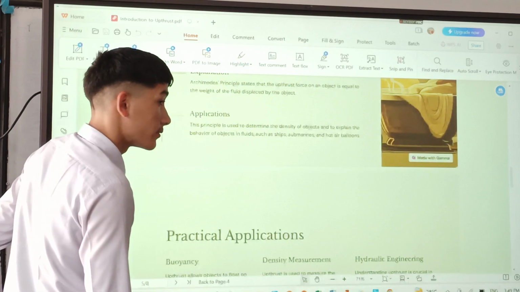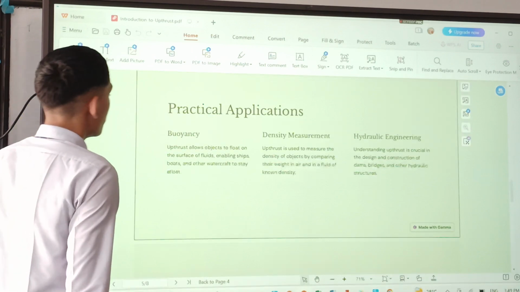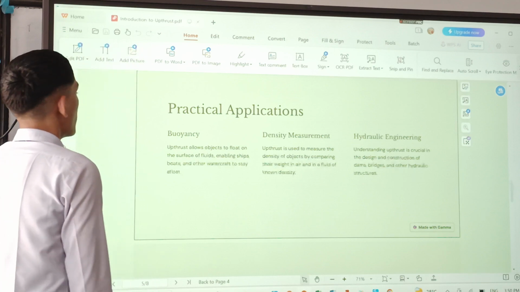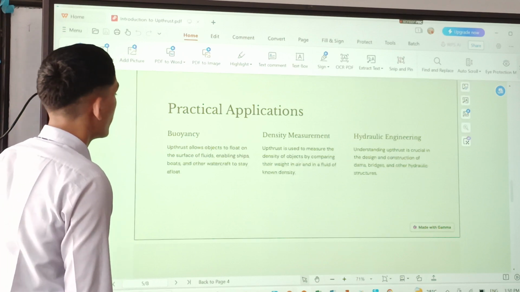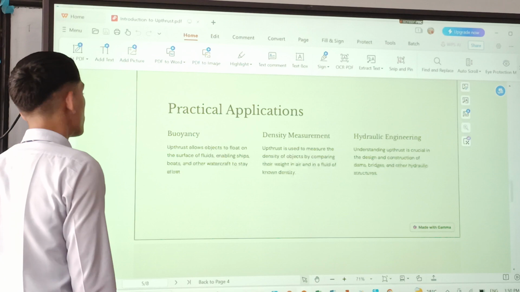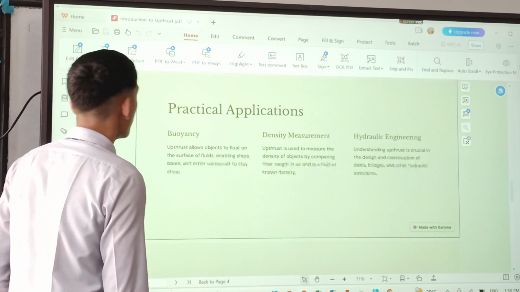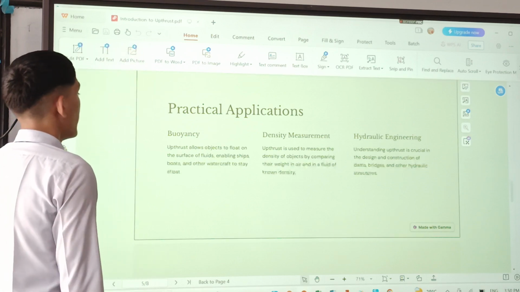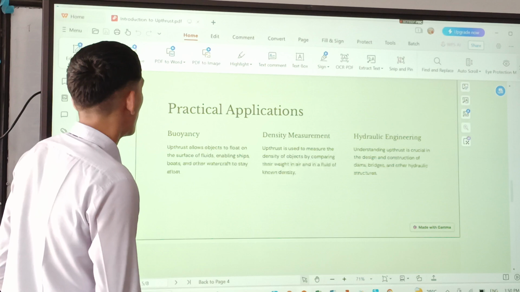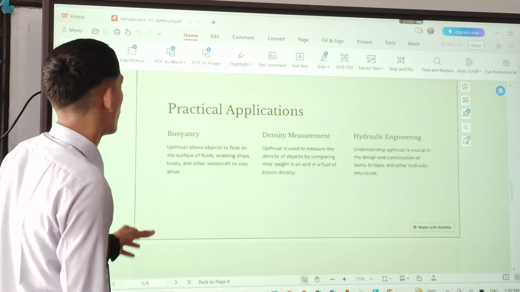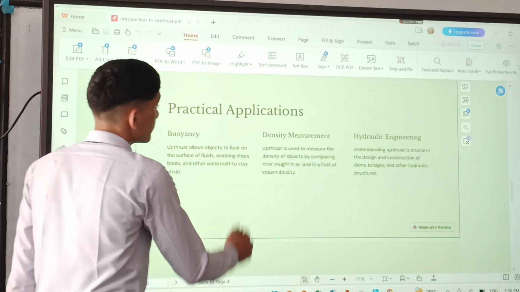Practical applications. Buoyancy or upthrust allows objects to float on the surface of fluids, enabling ships, boats, and other watercraft to stay afloat. By the help of upthrust, ships, boats, and other watercraft are able to float on the water surface.